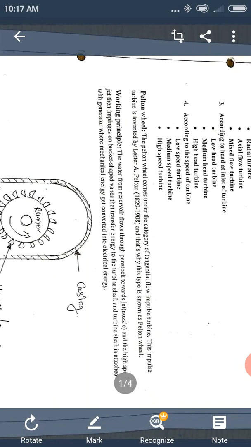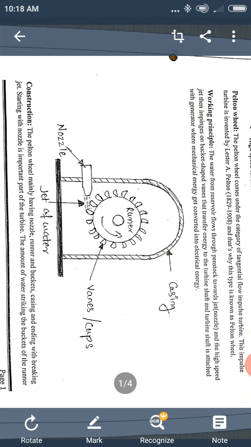the Pelton wheel. The Pelton wheel comes under the category of tangential flow impulse turbine. This impulse turbine was invented by Lester A. Pelton, 1829 to 1908, and that's why this type is known as the Pelton wheel. Working principle: the water from the reservoir flows through the penstock towards the jet, and the high speed jet impinges on bucket shaped vanes and transfers the energy to the turbine shaft. The turbine shaft is attached to the generator, where mechanical energy gets converted into electrical energy.